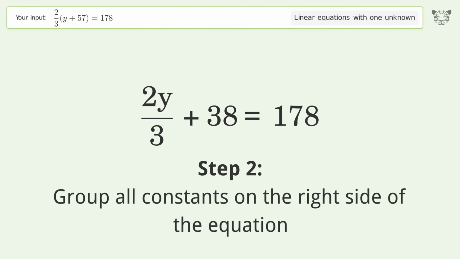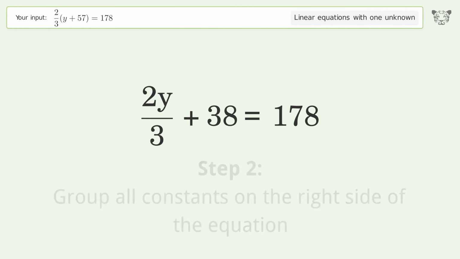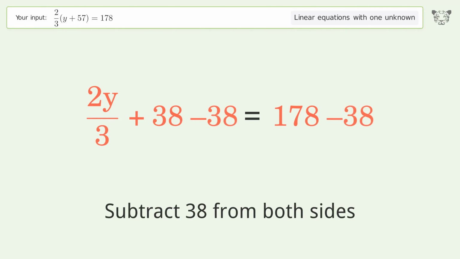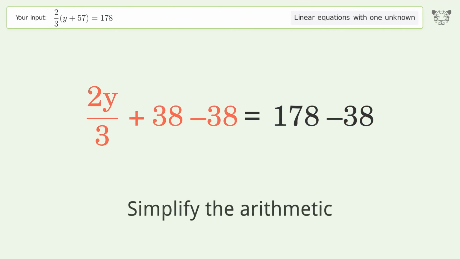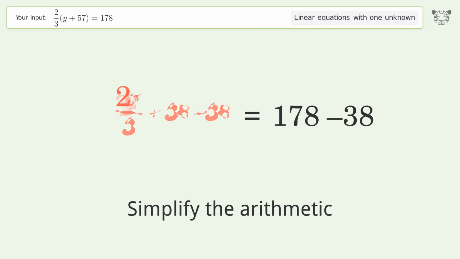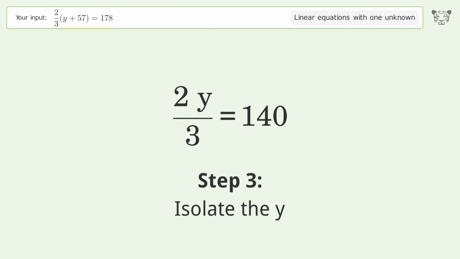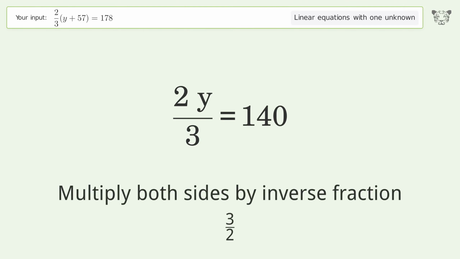Group all constants on the right side of the equation. Subtract 38 from both sides. Simplify the arithmetic. Isolate the y. Multiply both sides by inverse fraction 3/2.